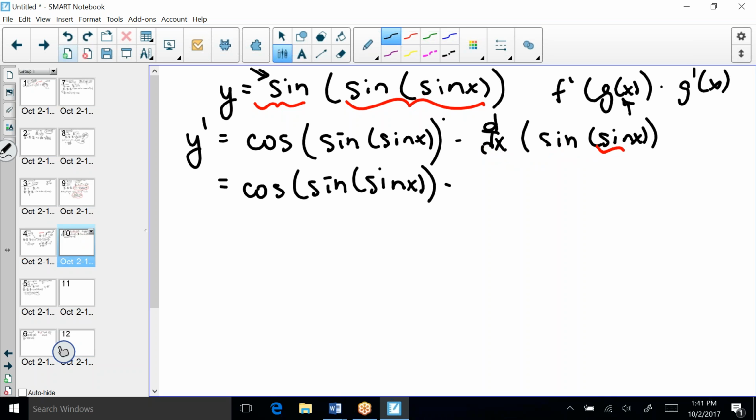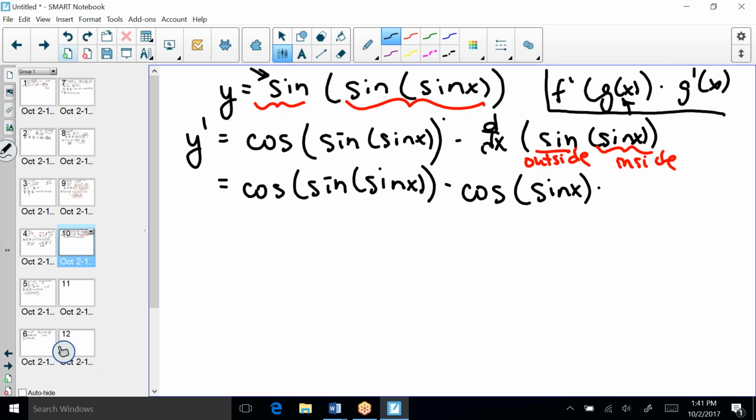So now for this part, this is going to be an inside, and the sine is going to be the outside. So let's take the derivative. Again, we're going to use this functional notation. The derivative of the outside, derivative of sine is cosine, at the inside, so just copy the inside, cosine of the sine of x, times the derivative of the inside. So derivative of sine of x is cosine of x.